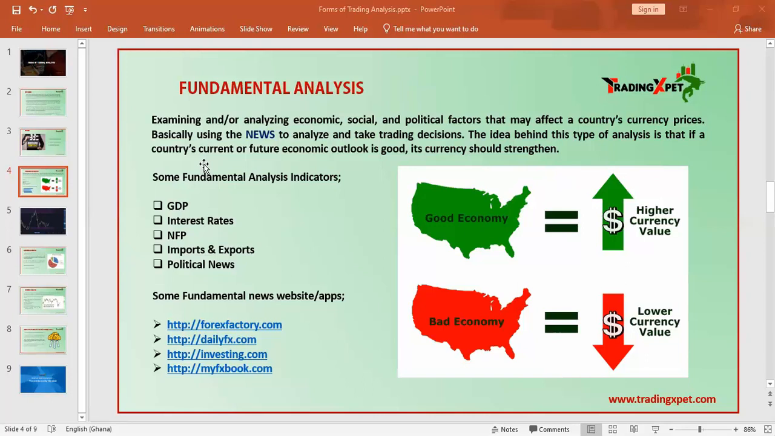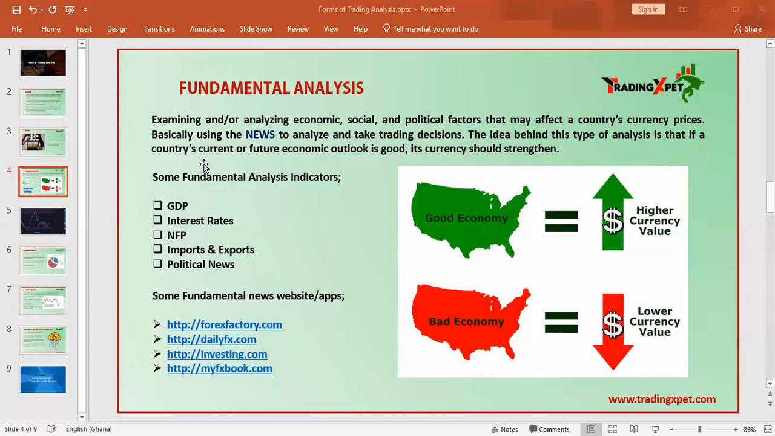Interest rate is also one major news that you can rely on in terms of your fundamental analysis. Now, when the central bank of a country increases the interest rate, what it tells traders is that investors will definitely want to put money in that country because there is a high interest rate. So they will be buying that country's currency to invest, and that would increase the value of that country's currency. So high interest rates are good news for the country and have an effect on the country's currency.